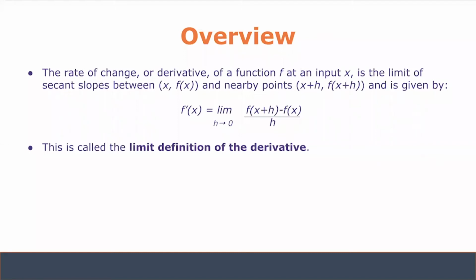Essentially, the rate of change or derivative of a function f at an input x is the limit of secant slopes between x, f of x, and nearby points x plus h, f of x plus h, and is given by f prime of x equals the limit as h approaches 0 of f of x plus h minus f of x over h. So I know that this sounds really complicated, but essentially this is just called the limit definition of the derivative. I think it's helpful to remember this whole process as having 8 steps and keeping track of them as you go to log your progress.